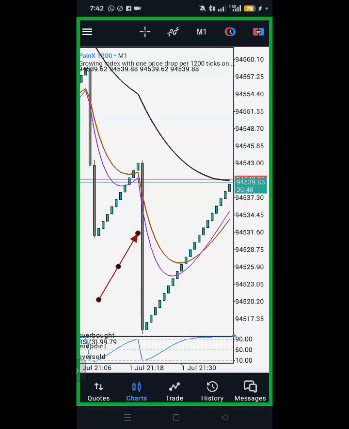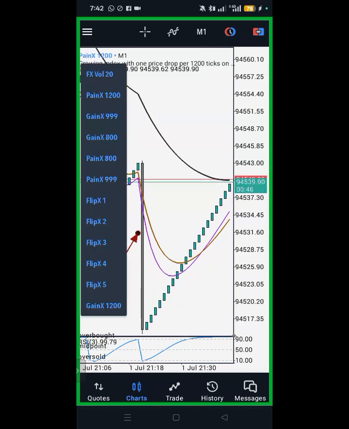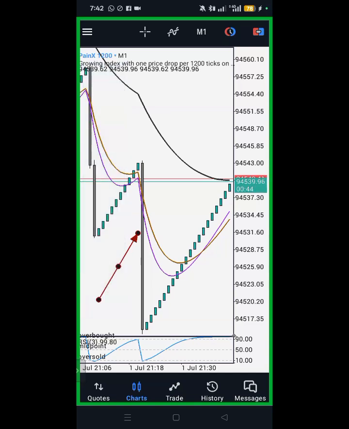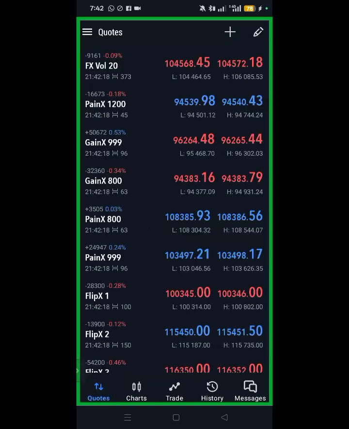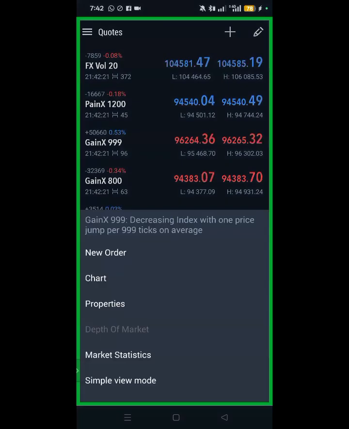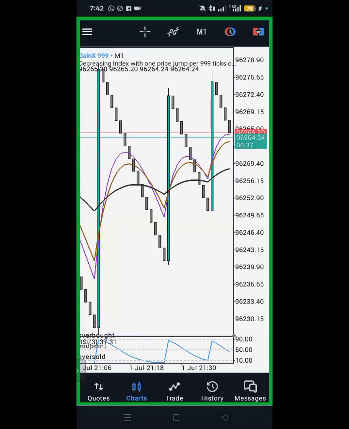Then you go to gain X. I showed us this shortcut of doing it. If you don't want to come here, you come here. What I just showed us was pain. I just come to gain again. I pick any gain. Let me say I just pick this one. Do you see the difference?